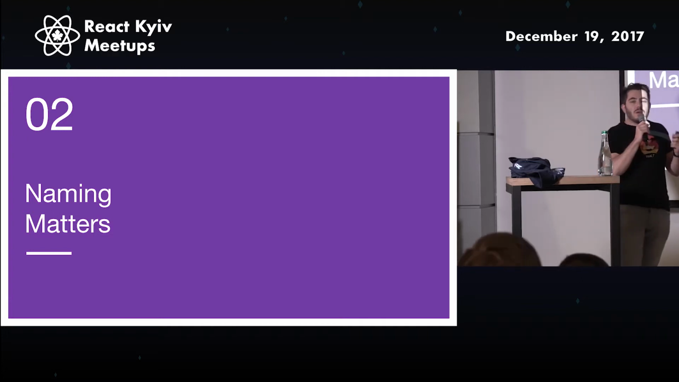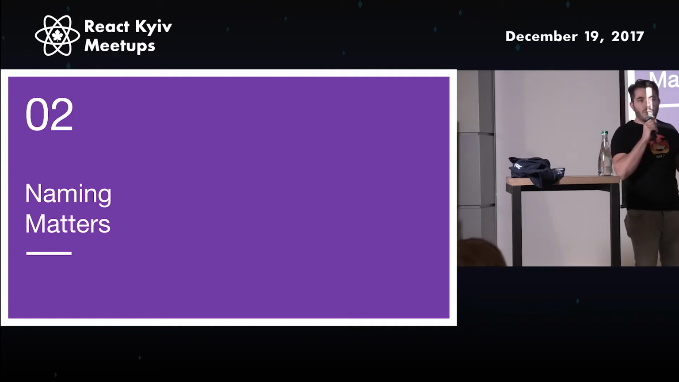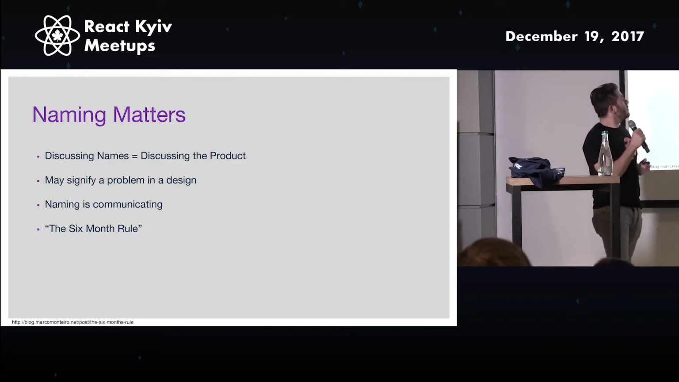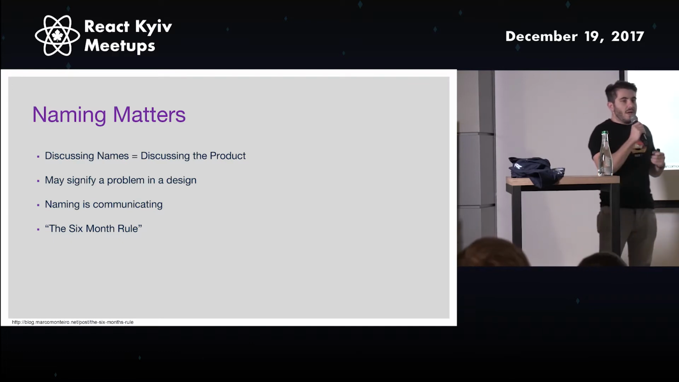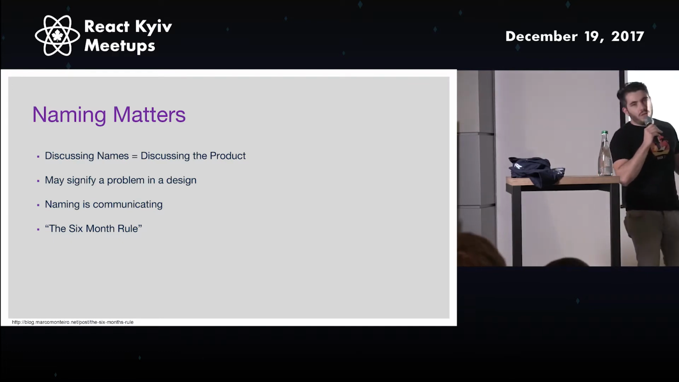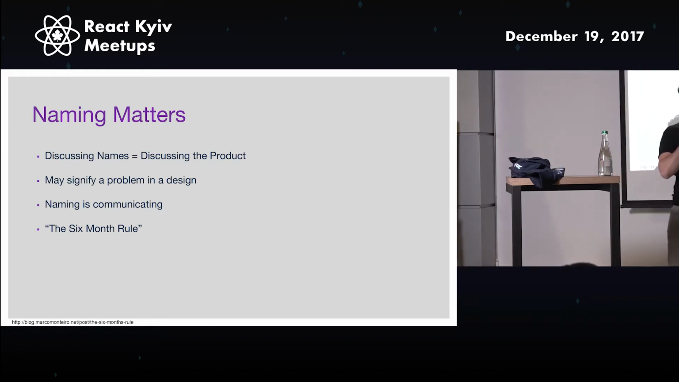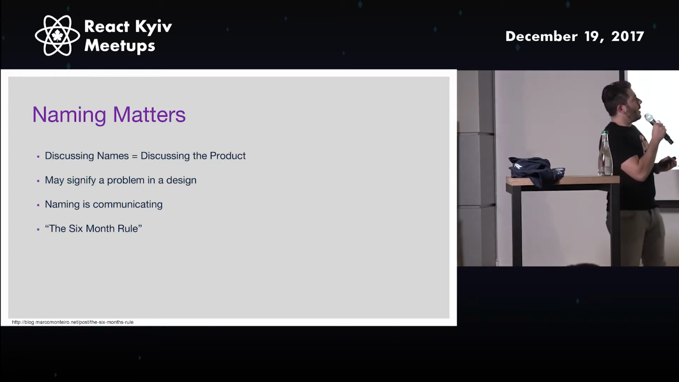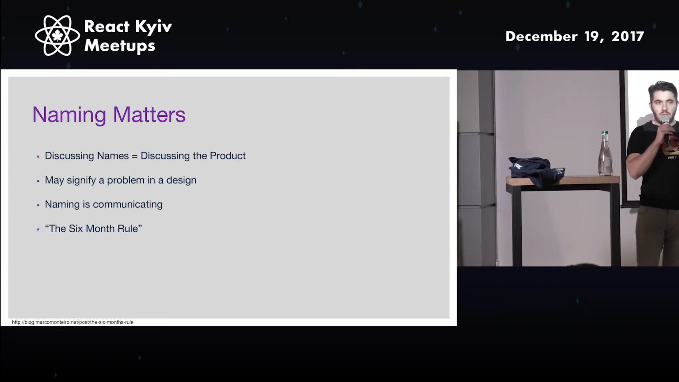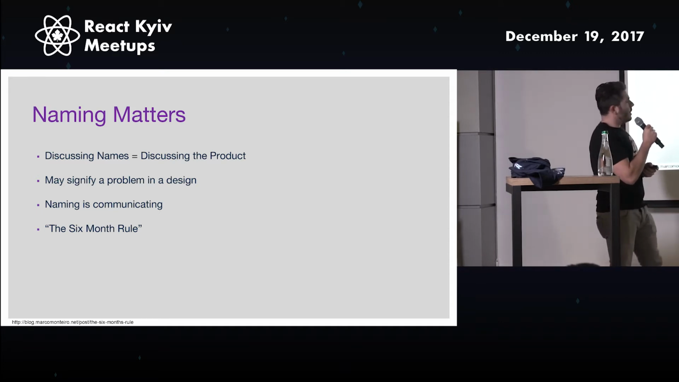So despite it being so hard and us suffering throughout the whole process, why does it matter? Let's go over a few reasons. First of all, when you are discussing names with your peers, with yourself, in a bathroom, I don't know, what you're doing without even realizing is you are discussing the product. You're trying to understand the world your user lives in, the problem you're trying to solve. And this is super important.